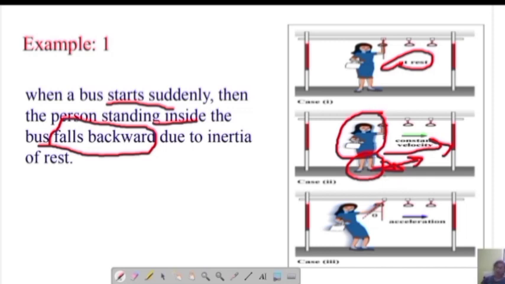When this lower part is moving but the upper part stays the same, then what happens? In the third image you can see, the lower part will be moving forward as it was in the same state. Since the lower part is moving forward, the upper part will be leaning backward. That is what we say, due to inertia of rest. I hope you have understood.